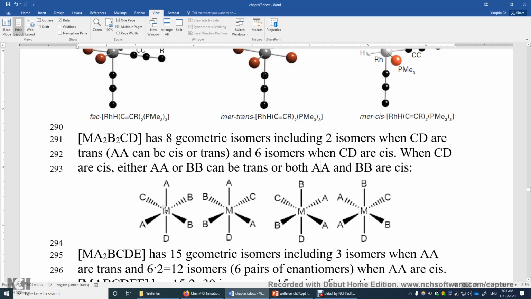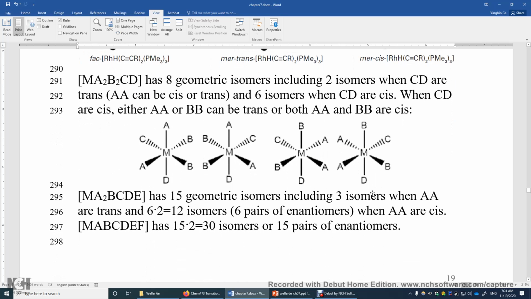Since it's chiral, we can find its mirror image. It's right here. So C is the mirror image of this C. A's mirror image is right here. 2B is here, 2B is here, and then AADD. So these 2 are a pair of enantiomers. Similarly, these 2 are a pair of enantiomers.